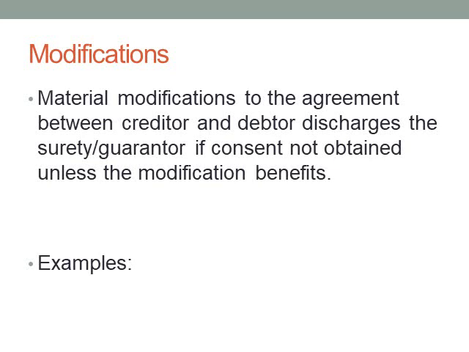Now, an example of a benefit where their consent wouldn't be required. Let's say the creditor lowers the interest rate. Well, it lowers the risk to the surety. So that would be a benefit. So they don't need notice of that.